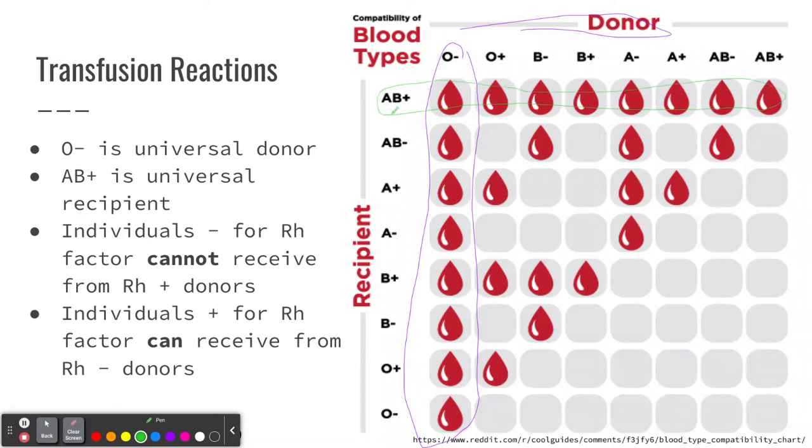Individuals who are negative for Rh cannot receive from Rh positive individuals. So if I clear the screen quickly, if I have an Rh negative individual here, an A negative individual, you'll notice that they cannot receive blood from even an A positive individual. You cannot receive blood from them. On the other hand, if you are positive for Rh factor, you can receive from Rh negative donors.